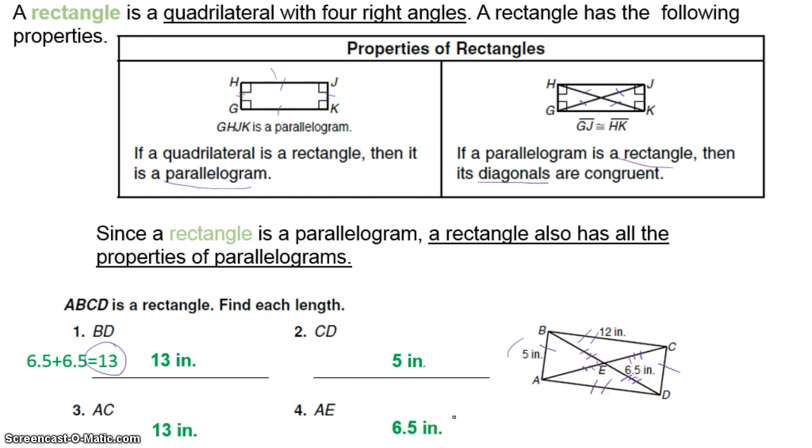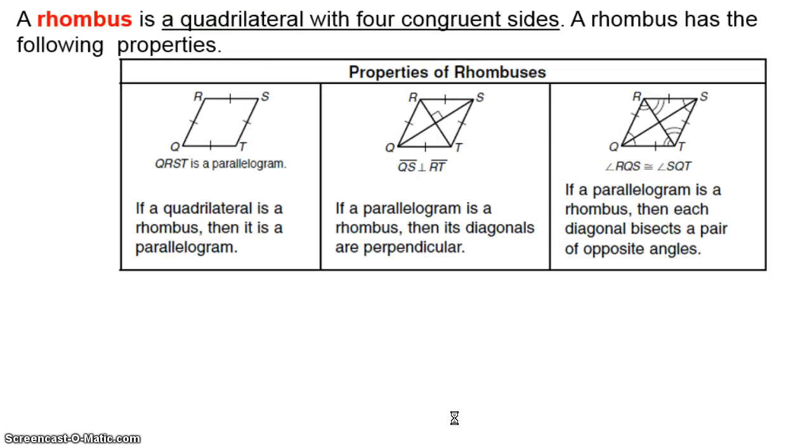So those are some examples of finding side lengths and diagonal lengths with your rectangle and its special properties. All right, moving on to our second special parallelogram, and that is our rhombus. Some of you might be familiar with this one. This might be new for most of you. It is a quadrilateral because it is four-sided, but what's special about it is that it has four congruent sides.